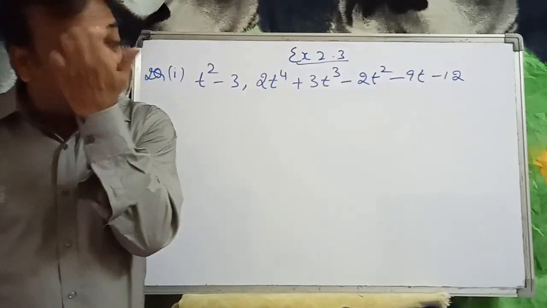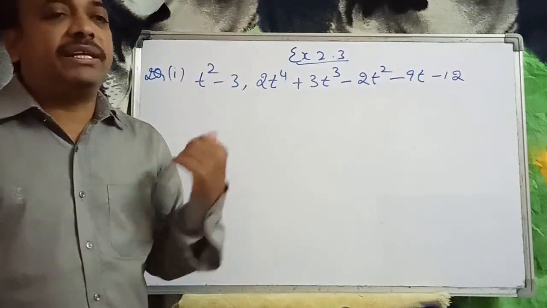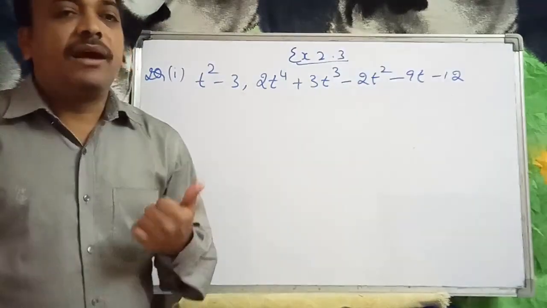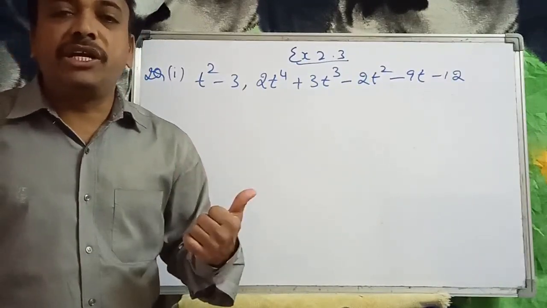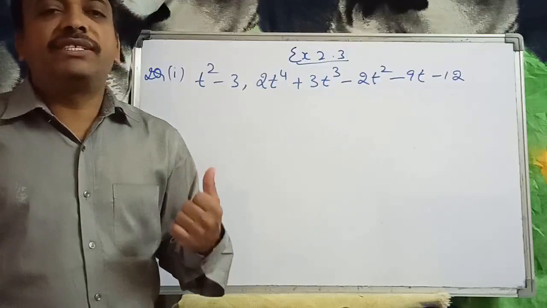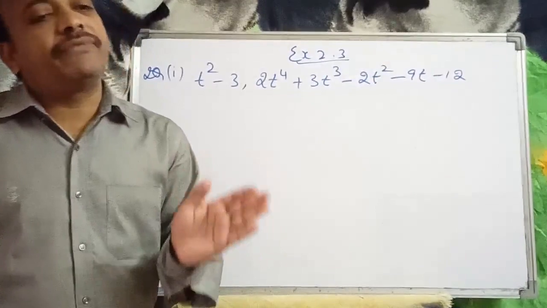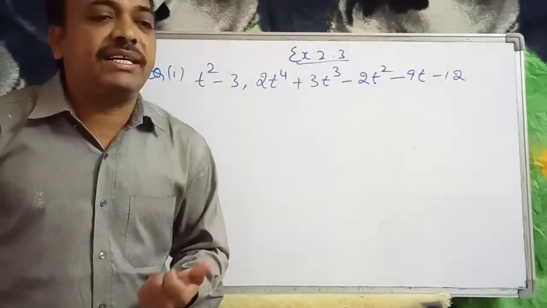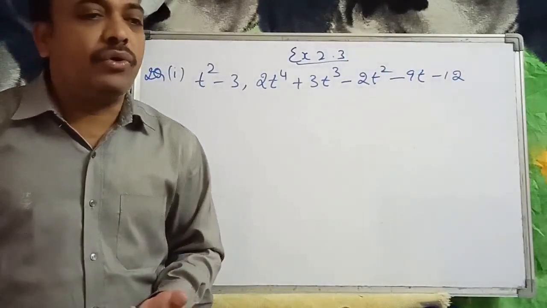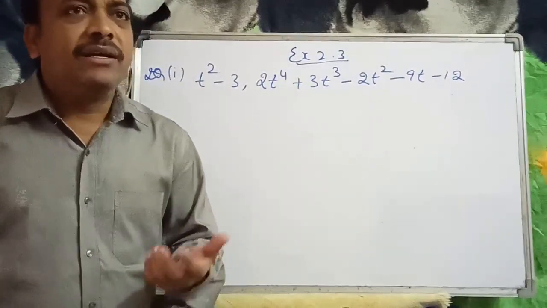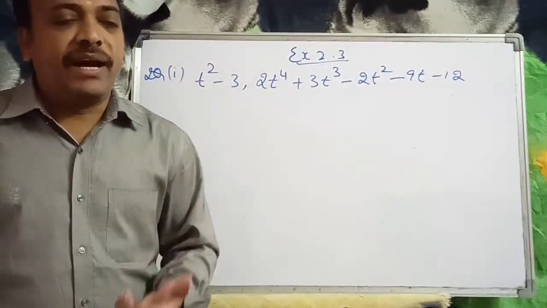So in the exercise 2.3, the second question is asking to verify whether the first polynomial is a factor of the second polynomial or not. That means verifying whether it is a factor or not. How do we say it is a factor? When we divide, if we obtain the remainder as 0, then we say that it is a factor.